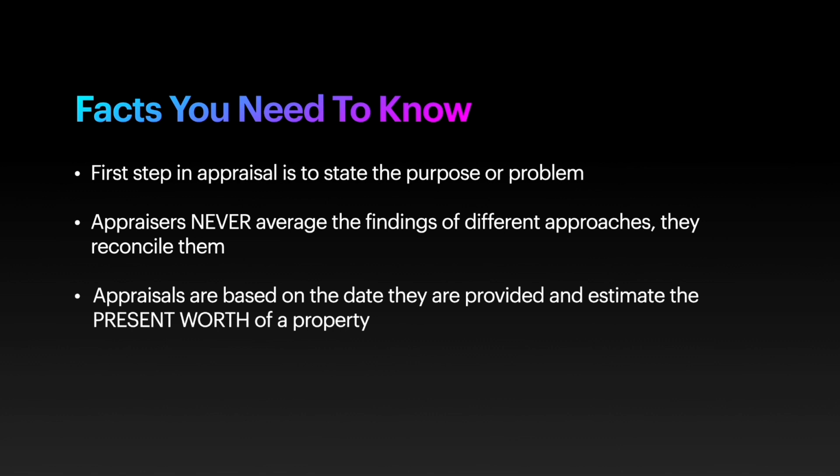Next, the appraisal never averages the findings of the different approaches. So in some cases you may use a comparable approach and an income approach, but they're never going to take those two values that they come up with and average them together. They'll reconcile them. So they'll weight them based on which they think is more important to come up with a final estimate. And last, the appraisals are based on the date they are provided and estimate the present worth of a property. So we discussed that one a little bit already, but it's definitely worth repeating that the estimates are the present worth of the property on the date that they're provided.